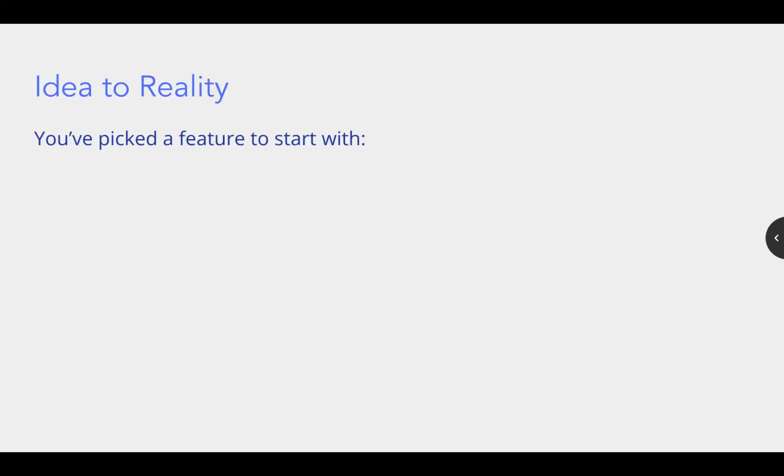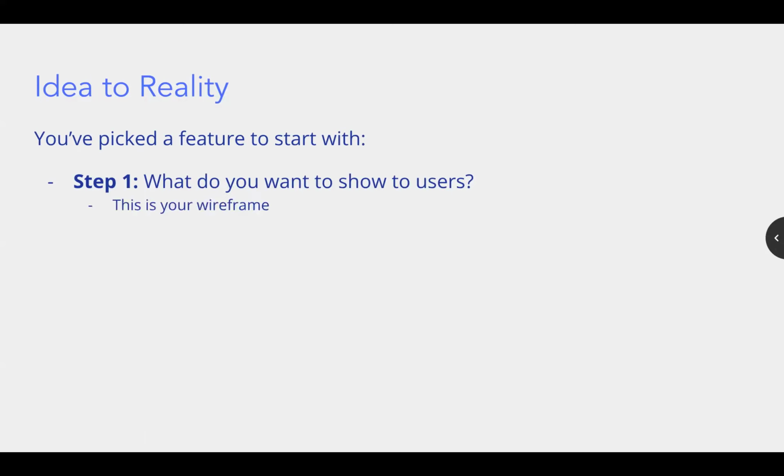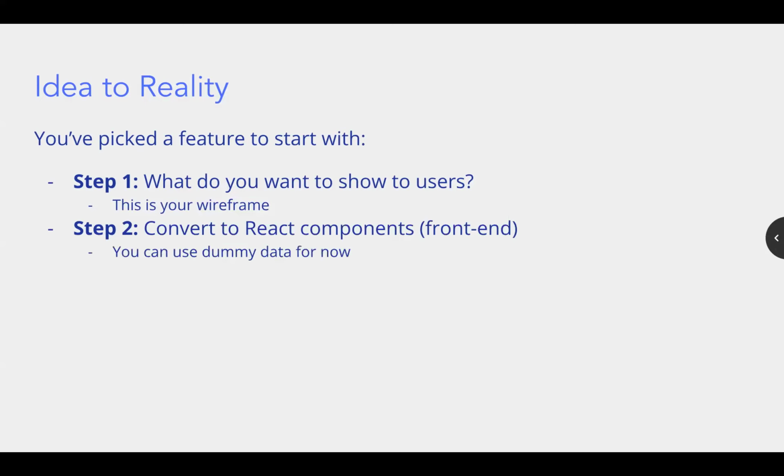So I guess now that you've picked a feature to start with, how do we actually get that into a web app? So step 1, think about what you want to show to users. This is building a wireframe. You should draw out or at least have an idea of what it looks like for a person who is using your website. Step 2, convert that to React components. This is all of your front end work. You can use dummy data. You can put in just random stuff in there for now, but just have that component structure there. Make sure you put in whatever hooks you need, whatever state variables you need, etc.